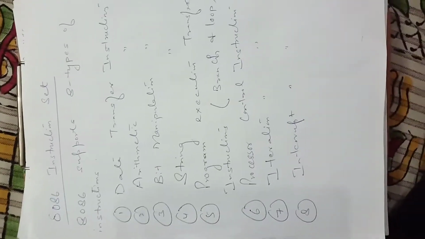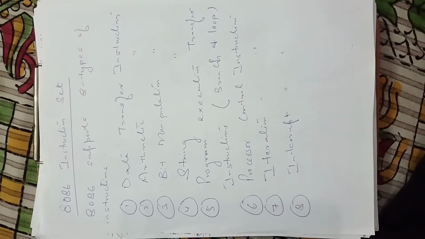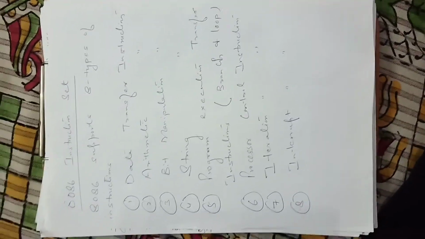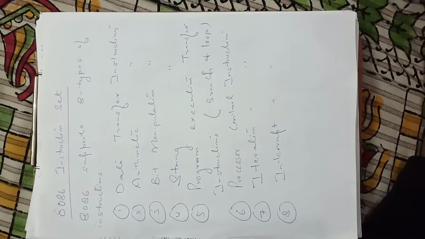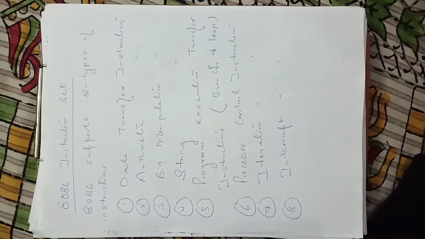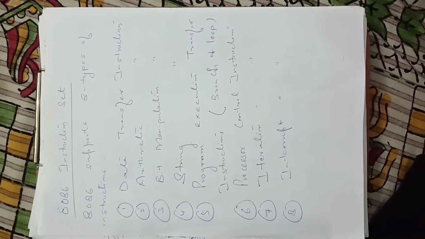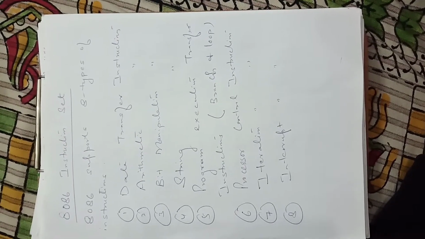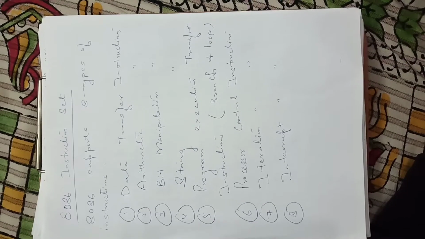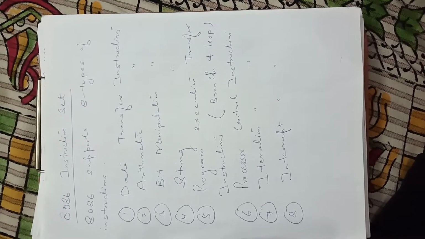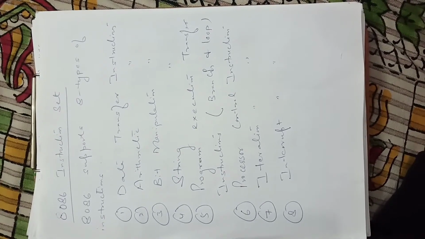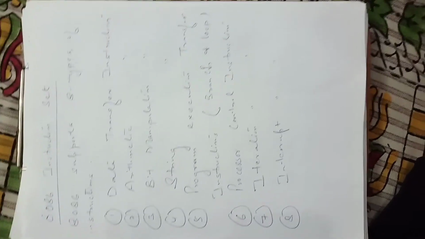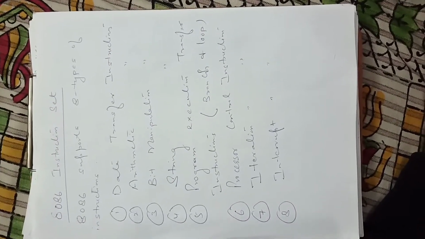If we talk about the instruction set that 8086 supports, there are basically 8 types of sets. As you have already covered in the case of 8085 and 8051, the instruction set is generally clubbed into various groups. The very important group is the data transfer group, that is, data transfer instructions. Number 2 is arithmetic instructions. Number 3 is bit manipulation instructions. Number 4 is string manipulation instructions. Number 5 is program execution and transfer instructions, which we use in the case of branch and loop.